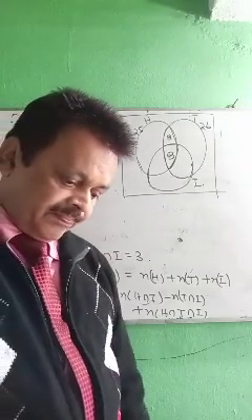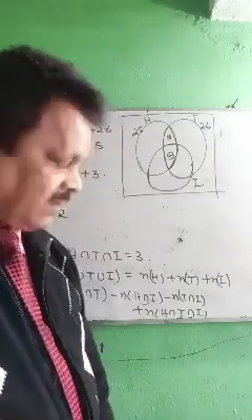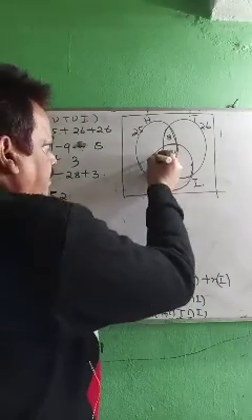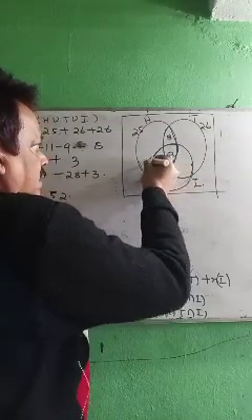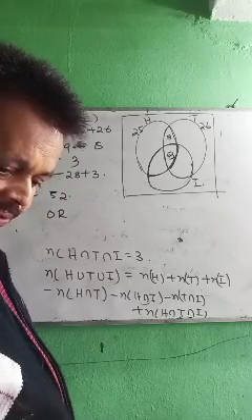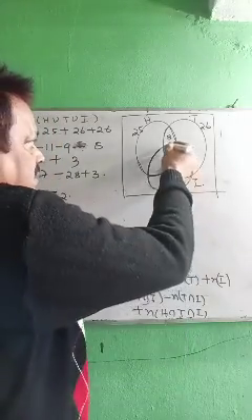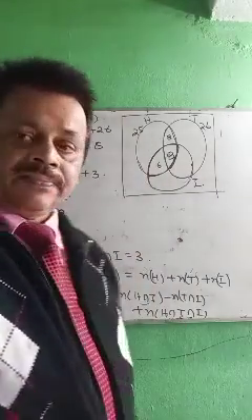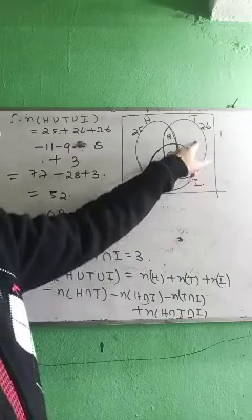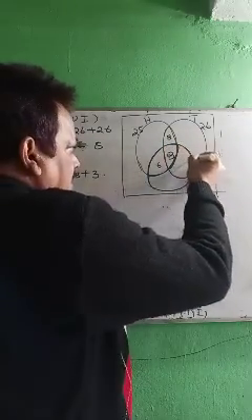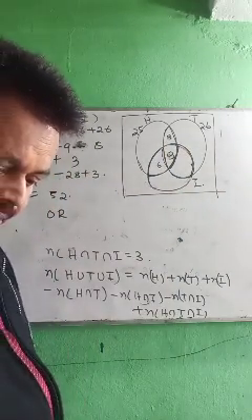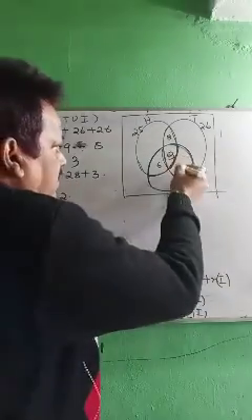Then comes this part, which is H intersection I. H intersection I is given as 9. 9 means this 3 is gone, so this will be 6. Then which part is left out? T intersection I. T intersection I is given as 8. So 8 means 3 is gone, that will be 5.